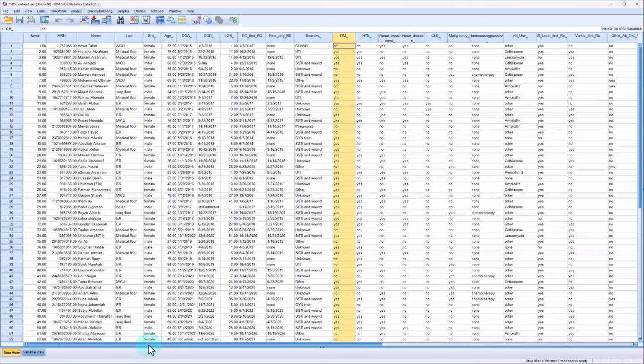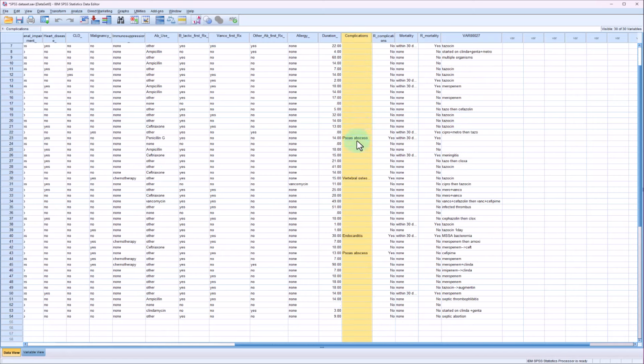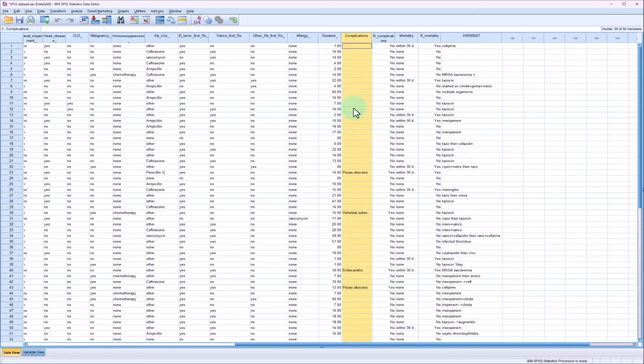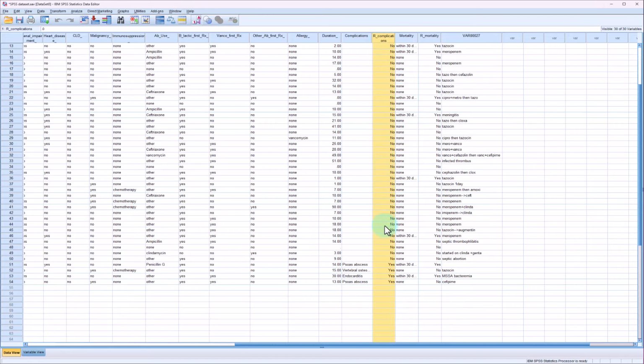I have also recoded some variables. For example, here in the complications column we have only 4 data and the rest of the cells are empty, which means these cases did not have any complications. So I recoded this variable into a new variable, and here I have just given 2 attributes for this variable: complication yes and complication no.